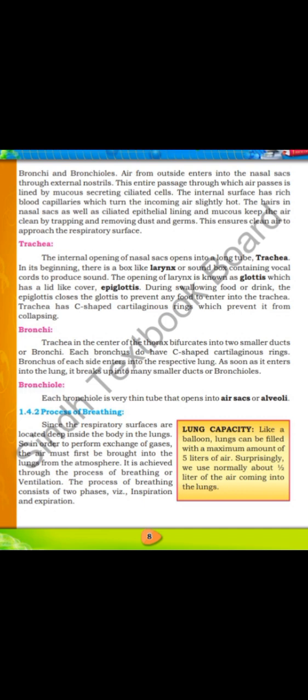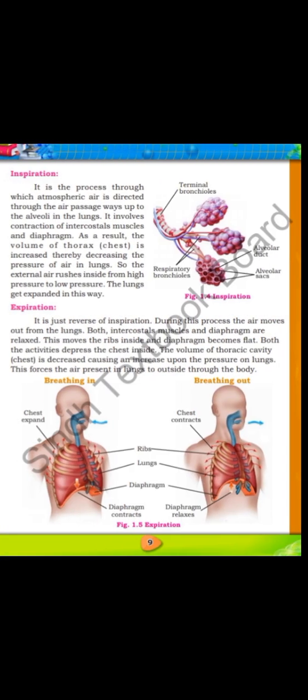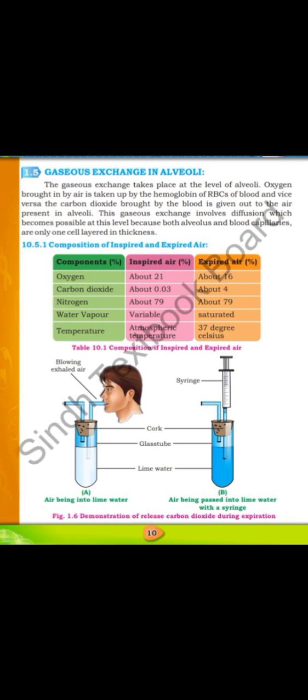So it was our previous lecture, including the main outline of our respiratory system, and our today's lecture starts with gaseous exchange in alveoli. So dear students, let's start our today's lecture now.